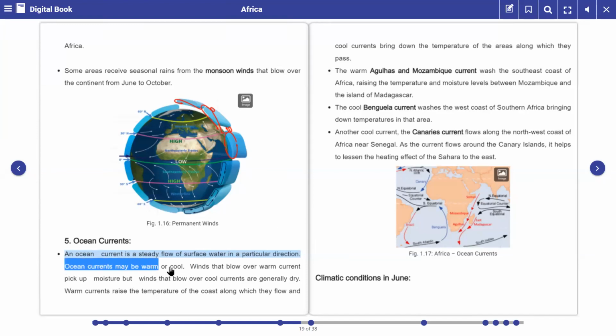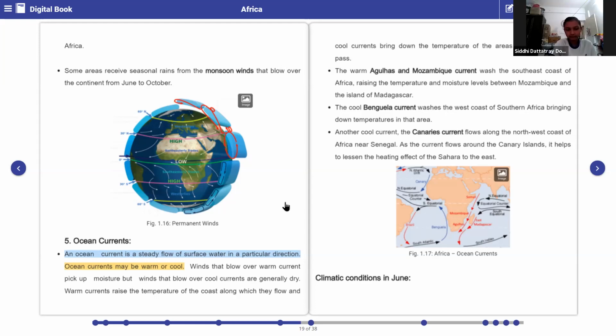Now, winds that blow over the warm current pick up moisture, but winds which are blowing over the cool currents are generally dry. This is but obvious. If the wind is blowing over the warm current, it is definitely going to pick up moisture from the warm current. But if the wind is blowing over the cool currents, what type of wind will it carry? A dry wind.